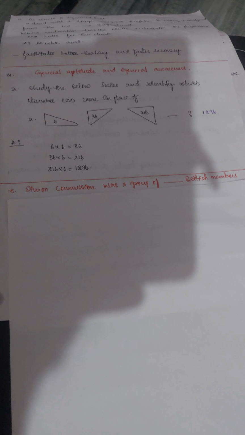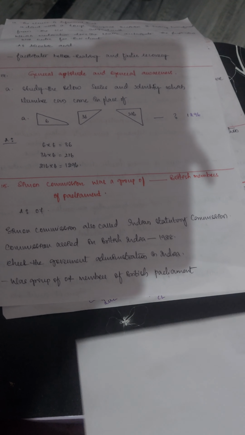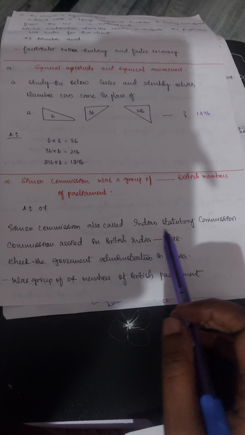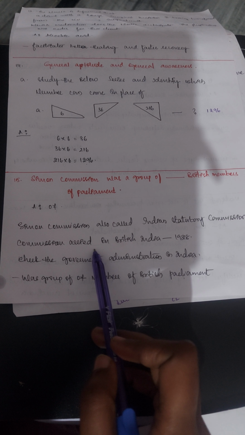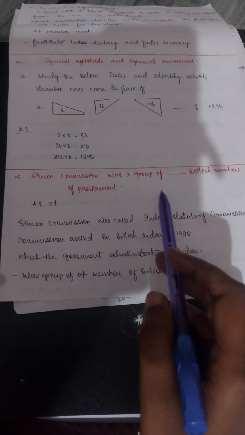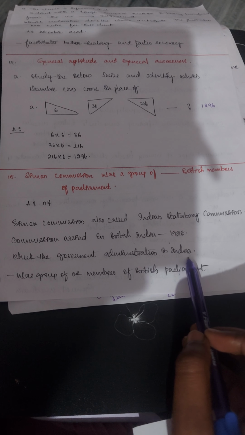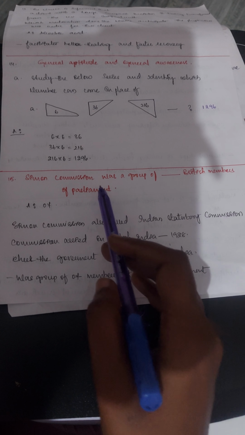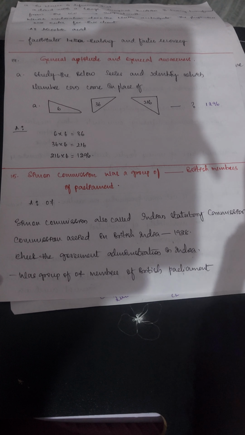Next: the Simon Commission was a group of dash members of parliament. The answer is 7. What is the Simon Commission? It is also called the Indian Statutory Commission, and it arrived in British India in 1928. Its purpose was to review the government administration in India. Seven members of the British Parliament were included in it.